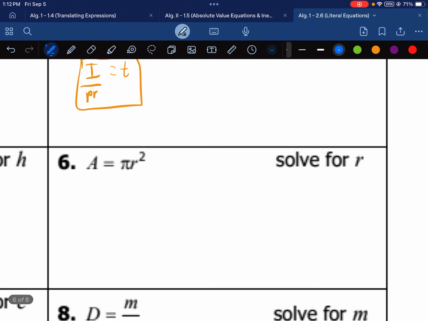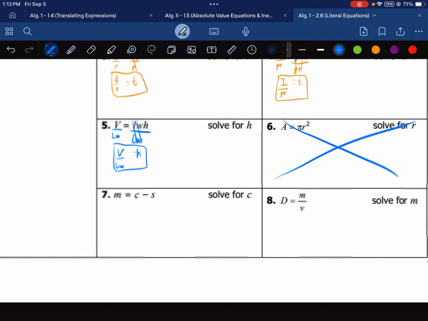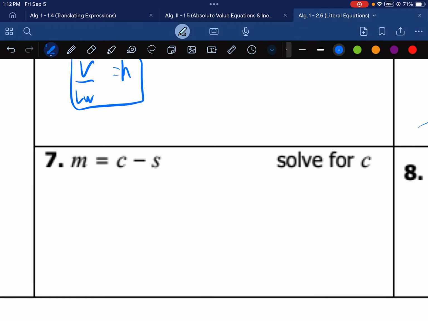Number 6, this one we're actually going to skip, and the reason why is we're supposed to solve for R. And R is being squared, and we have not learned how to solve those yet, so we're going to just skip that one. Number 7 here, M equals C minus S, and we're supposed to solve for C.